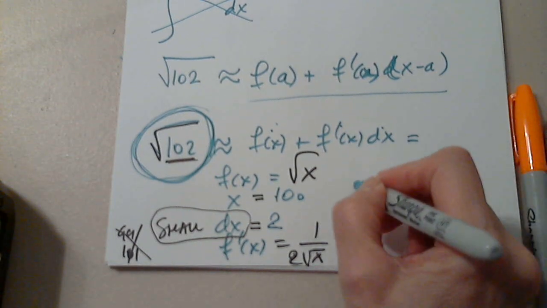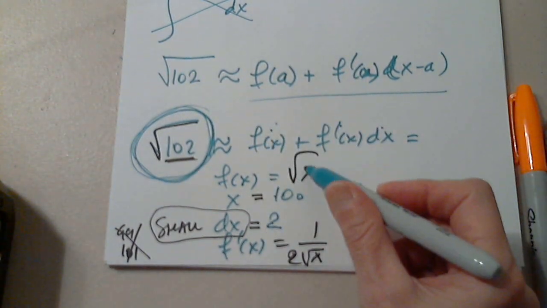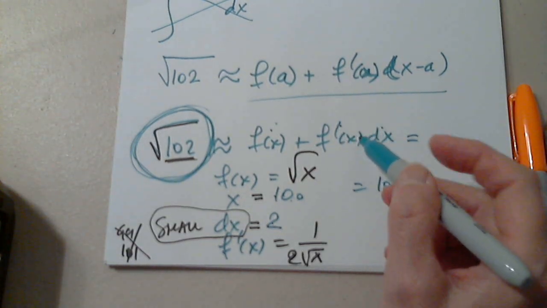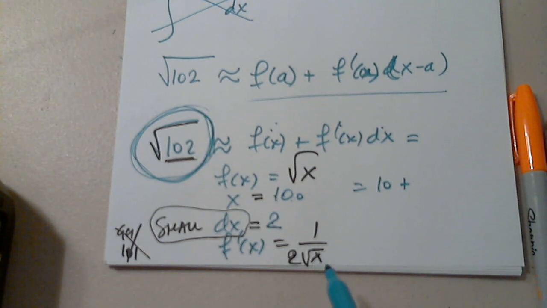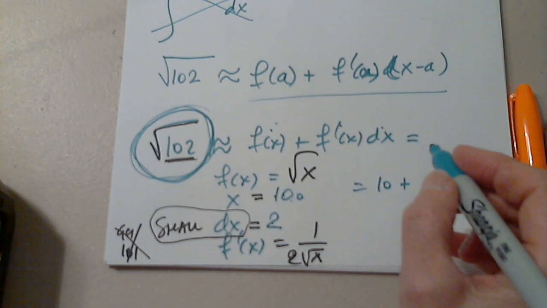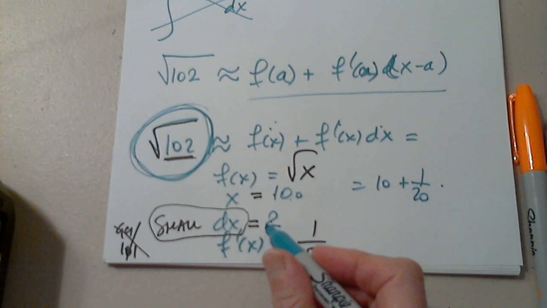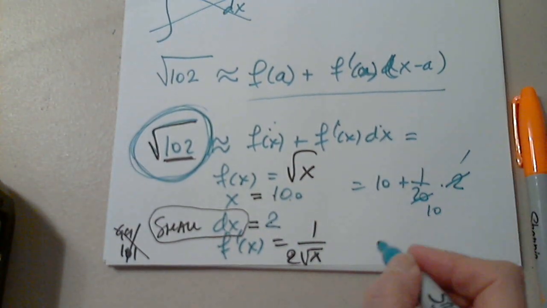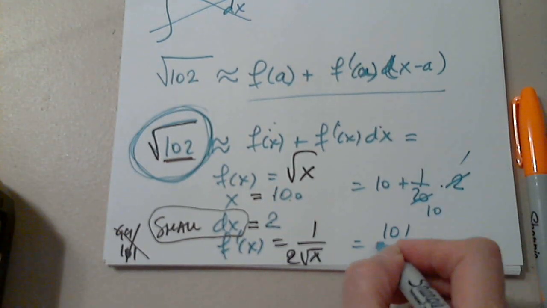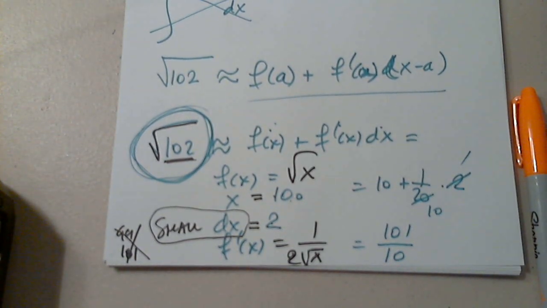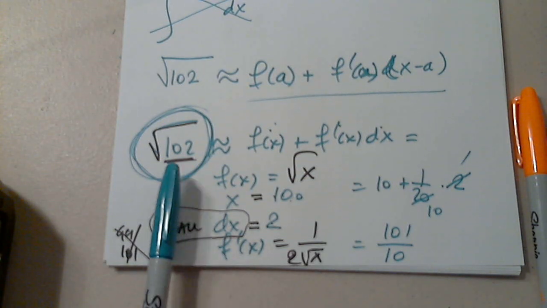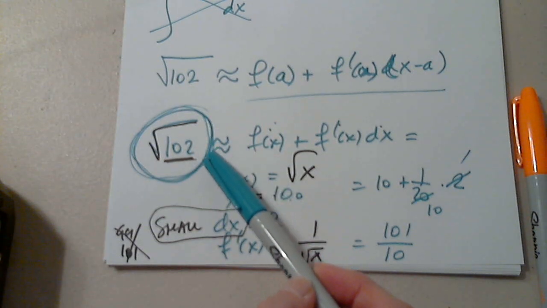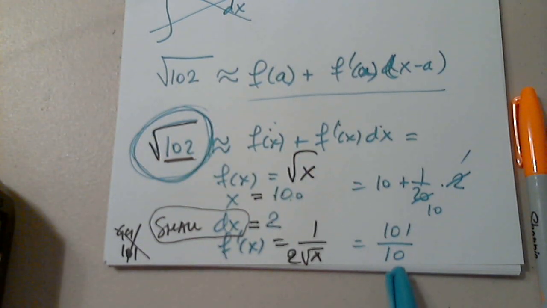That's it. What is f of x? It's the square root of 100, which is 10. Plus, what is f prime of x? 1 over 2 times the square root of 100, which is 10, so 1 over 20. Times dx, which is 2. And I'm done. I'll simplify, and I get 101 over 10. That's the final answer. The square root of 102 is very close, not equal, very close to 101 divided by 10.